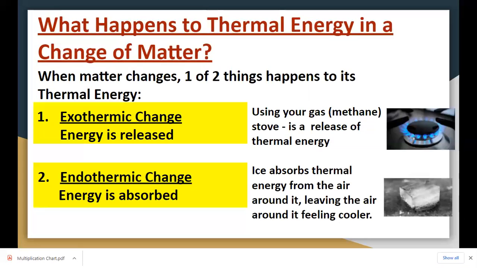Ice absorbs thermal energy from the air around it, leaving the air around it feeling cooler. That's why we put ice in a cooler, because it keeps things cold. Keeps the air around it colder, right? As it is absorbing the thermal energy and taking away the heat that is in the air.